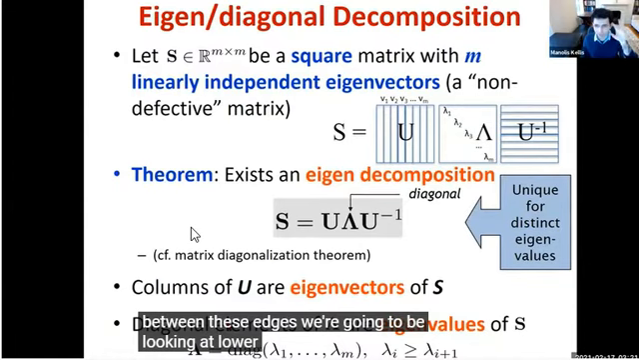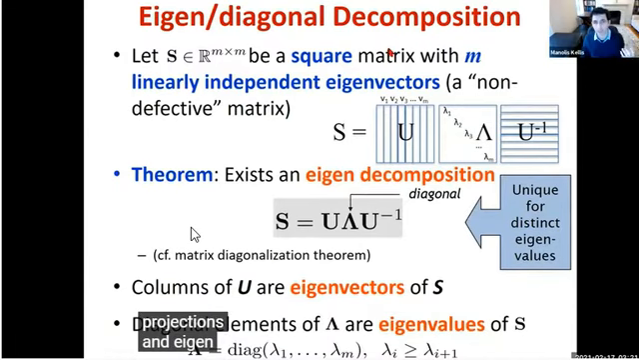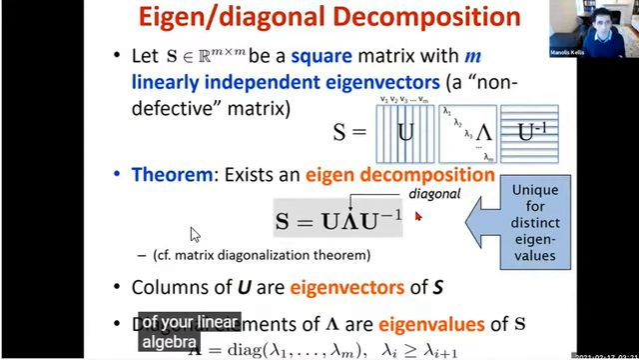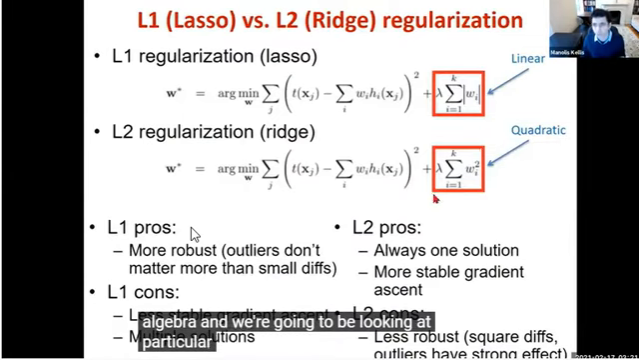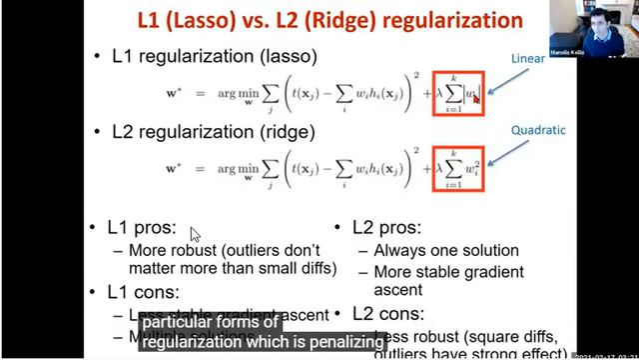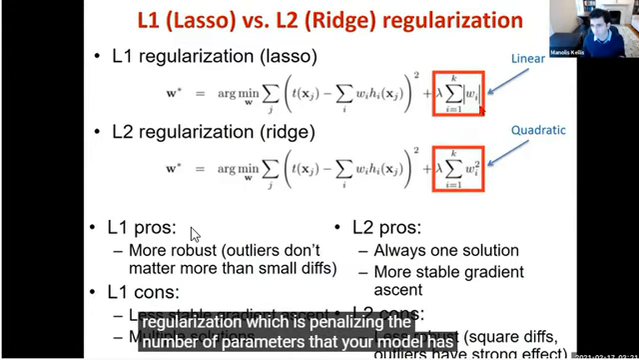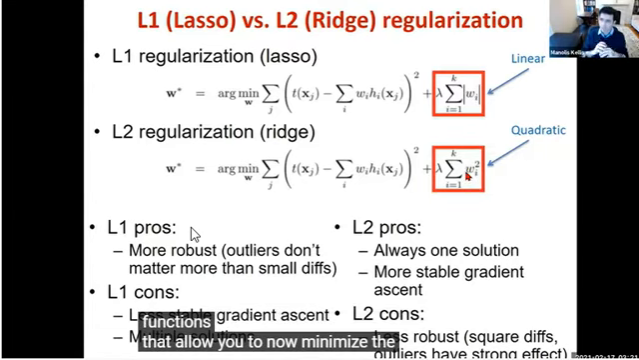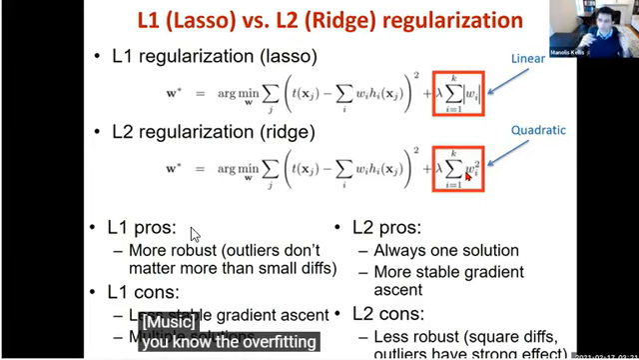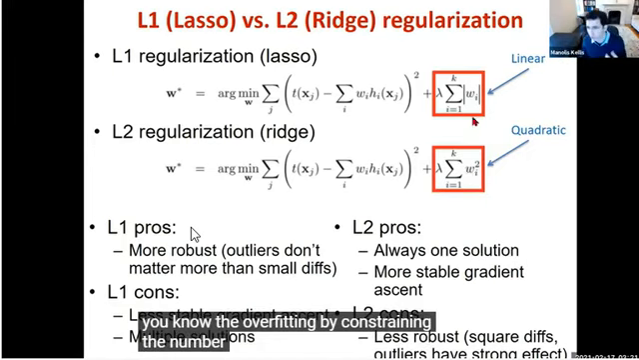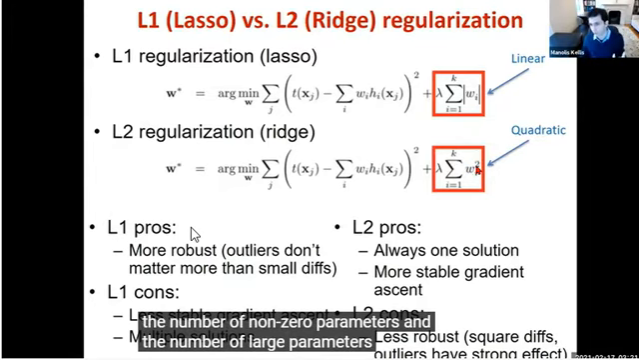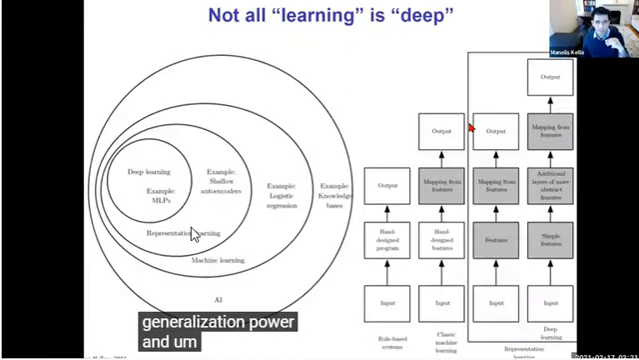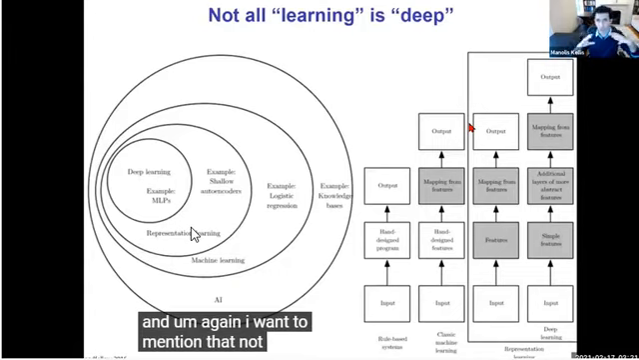We're going to be looking at lower dimensionality projections and eigen decompositions of matrices, and refreshing some of your linear algebra. And we're going to be looking at particular forms of regularization, which is penalizing the number of parameters that your model has, using either linear or quadratic penalty functions that allow you to now minimize the overfitting by constraining the number of non-zero parameters and the number of large parameters, which allows you to have higher generalization power.